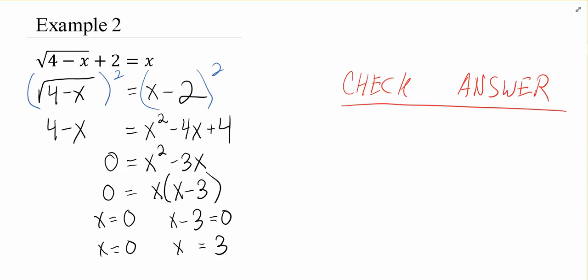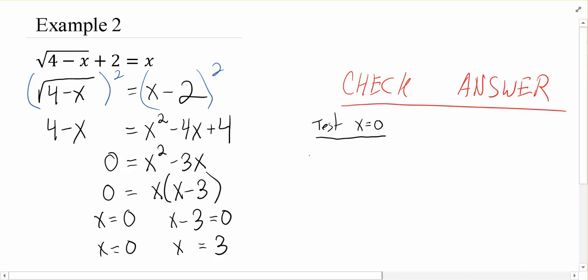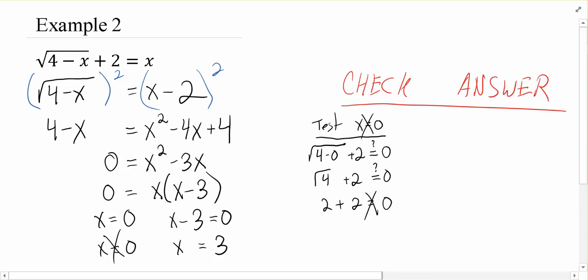We need to check both of these solutions back in the original, though. So let's go ahead and test x equals 0 first. And that's going to give me the square root of 4 minus 0 plus 2 is supposed to equal 0. Square root of 4 plus 2 is supposed to equal 0. 2 plus 2 equals 0. 2 plus 2 does not equal 0. So that means x does not equal 0. That's not one of my solutions. I need to throw that out.